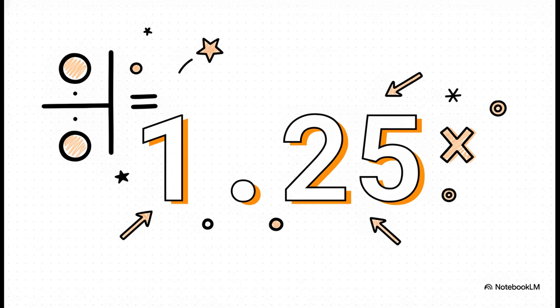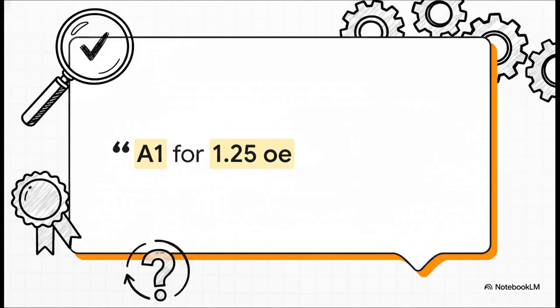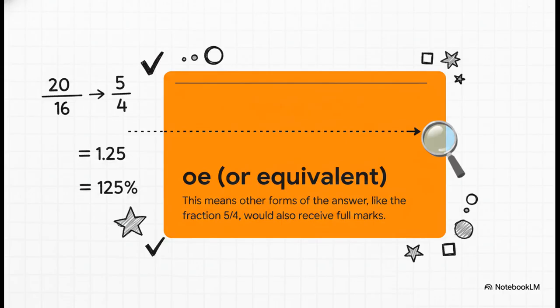After all that algebra, we find that 20 divided by 16 gives us our final answer. x is equal to 1.25. And if we check the official mark scheme, there it is, A1 for 1.25. That A stands for accuracy, mission accomplished. But hang on, what's that little o.e. at the end all about? That o.e. is actually your best friend. It stands for or equivalent, and it means that if you left your answer as the fraction 20 over 16, or if you simplified it to 5 over 4, you'd still get the full marks. As long as the value is right, the format doesn't matter.